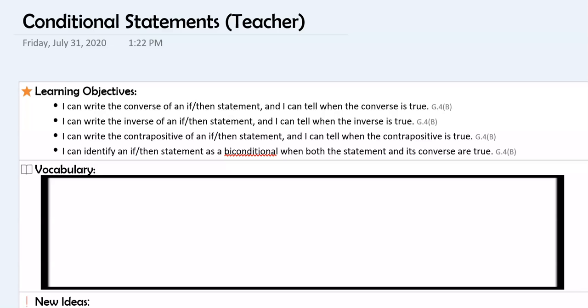Hi everyone. In this video, we're going to learn about what a conditional statement is and how to tell if it's true. Then we're going to look at some variations on conditional statements, including the converse, the inverse, the contrapositive, as well as the biconditional in certain videos.